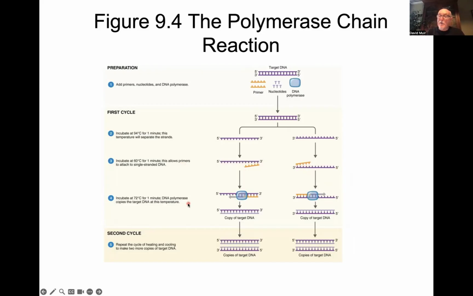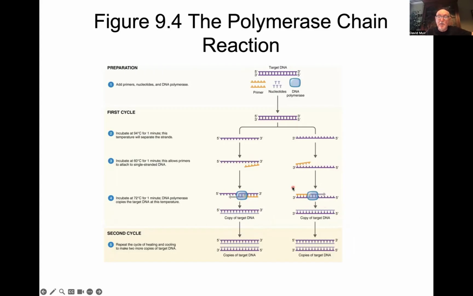Now we raise the temperature slightly from 60 degrees. We raise it to 72 degrees. And at 72 degrees, the DNA polymerase will start operating, and it will replicate each of these strands. So what do we end up with? At the end of that process, what we end up with is 2 copies of our target DNA.